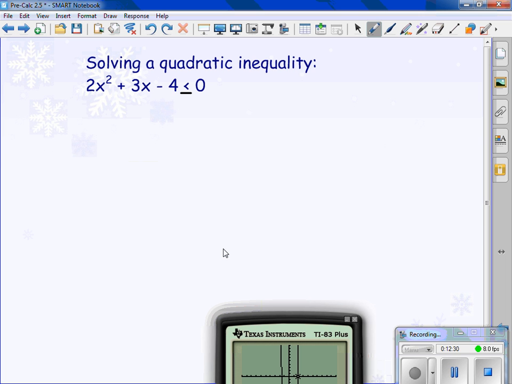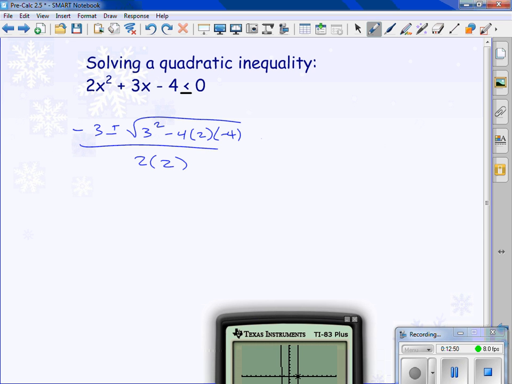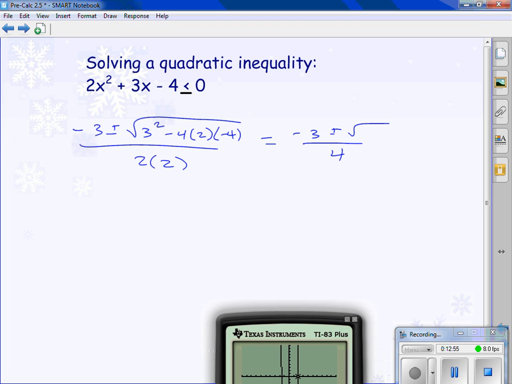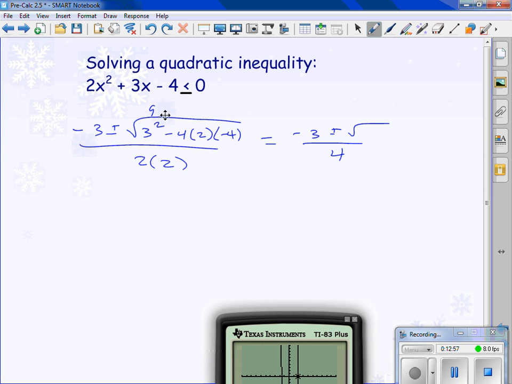How about this one here? When I use the quadratic formula, -3 plus or minus the square root of 3 squared minus 4 times a times c, all over 2 times a. -3 plus or minus square root of something over 4. 9 plus 32 is 41.